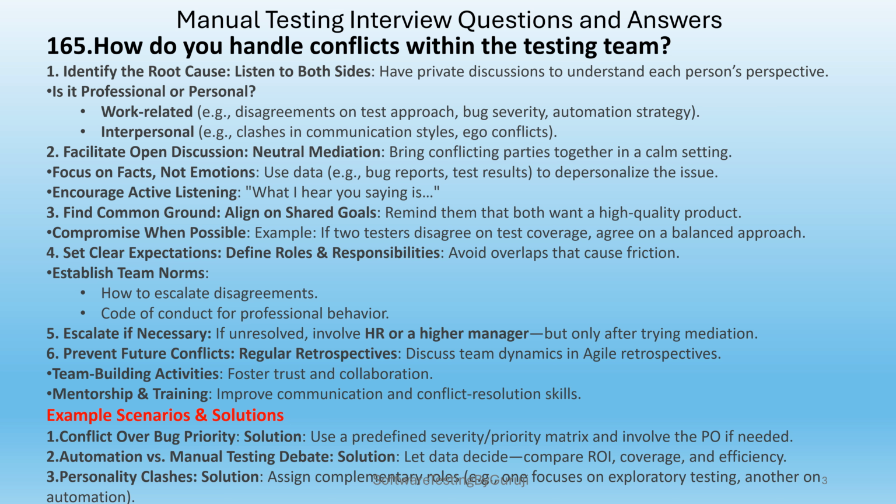Let's take example scenarios and solutions. First, conflict over bug priority. Solution: use a predefined severity priority matrix and involve the PO if needed. Second, automation versus manual testing debate. Solution: let data decide, compare ROI, coverage and efficiency. Third, personality clashes. Solution: assign complementary roles, that is one focuses on exploratory testing, another on automation. So in this way we can handle conflict within the testing team. Let's move to another question.